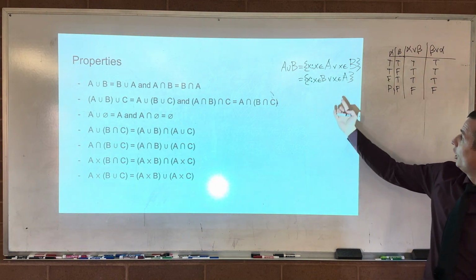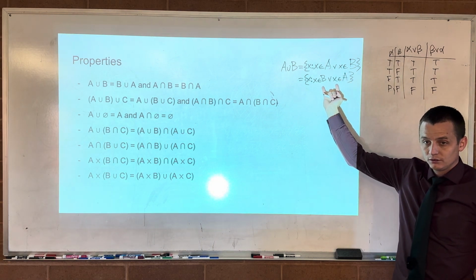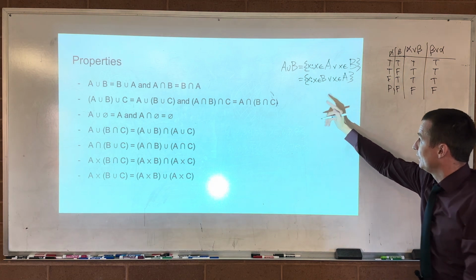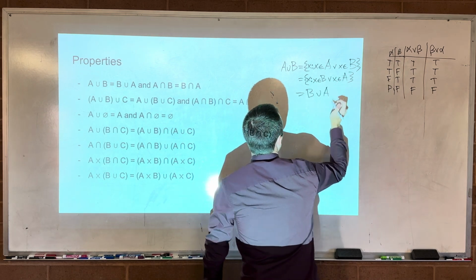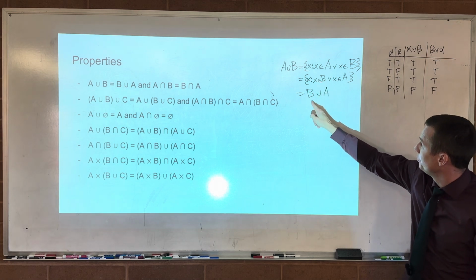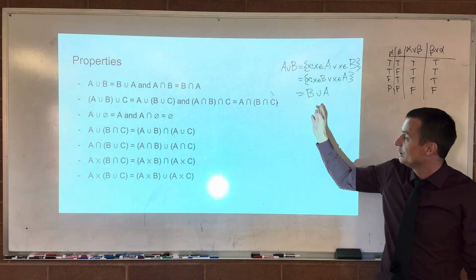Right. And so we can just barely use the fact that OR is commutative. Right? And now, by definition, what is this? This is the exact definition of B union A. B union A is a set of all x where x is in B or x is in A. So that's a quick scratch proof of how A union B is equal to B union A.